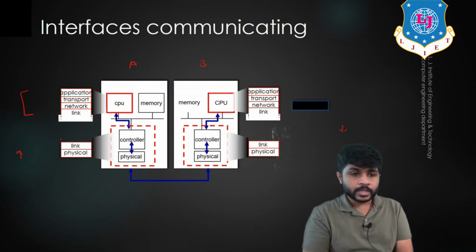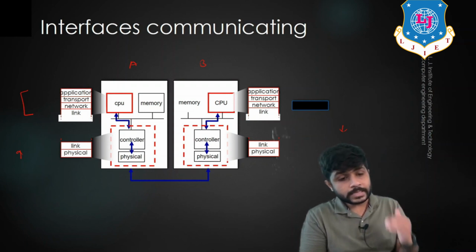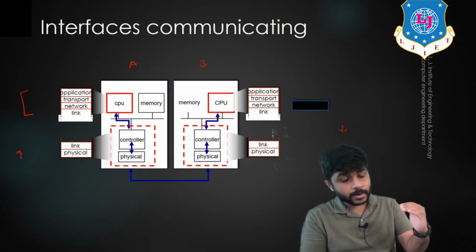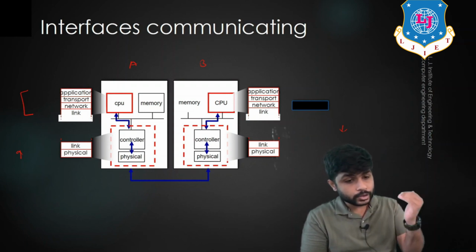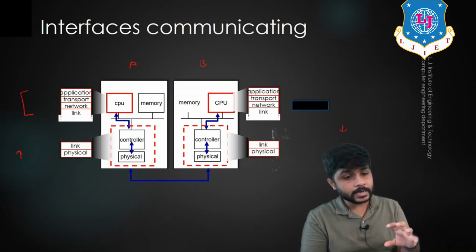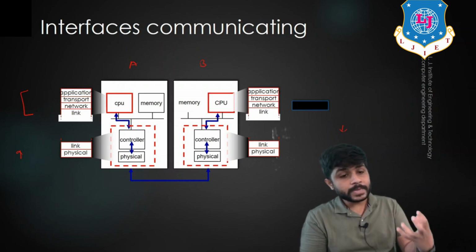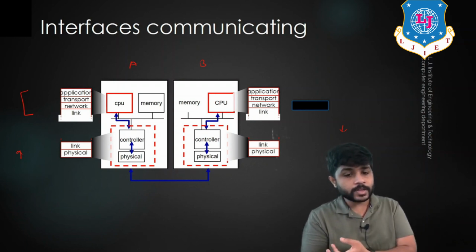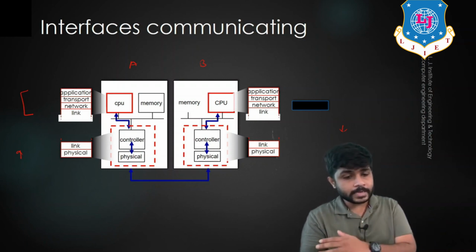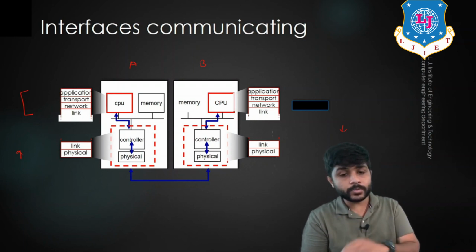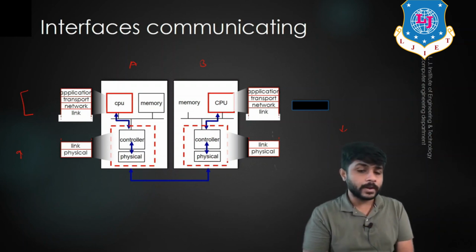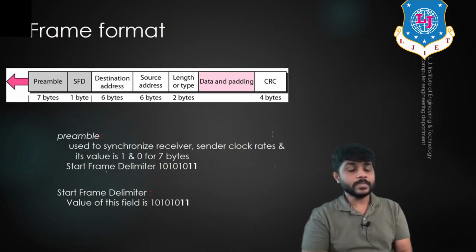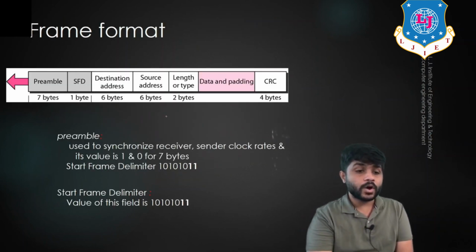layer. So when the data is received from the upper layer, from the network layer to the data link layer, in the data link layer the data will be encapsulated in the frame, and that frame will be sent to the receiver. When the receiver receives the frame, at the same layer, at the data link layer, that frame will be removed and data will be passed to the upper layer, which is the network layer. Now let's see the frame format of the data link layer.